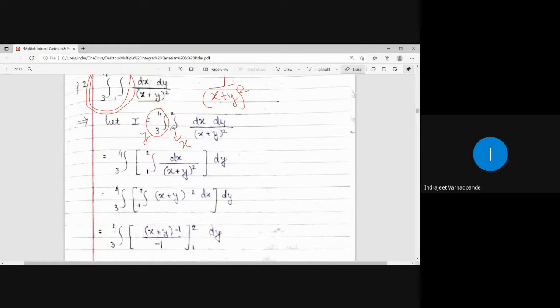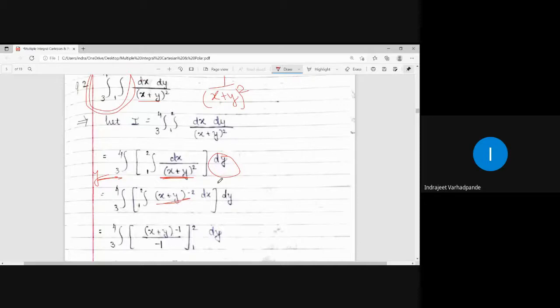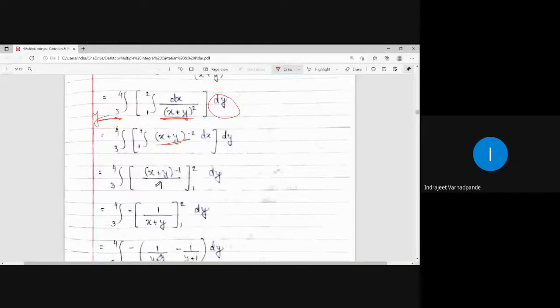So moving further, for the solution, I write innermost bracket as integral 1 to 2 dx upon x plus y whole square, outside dy, and limit of y will be obviously 3 to 4. This denominator raised to the numerator, x plus y to the power minus 2, comparing with ax plus b to the power n, minus 2 plus 1 becomes minus 1. So integration is x plus y to the power minus 1 upon minus 1.